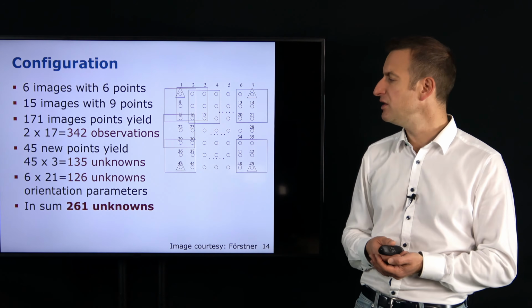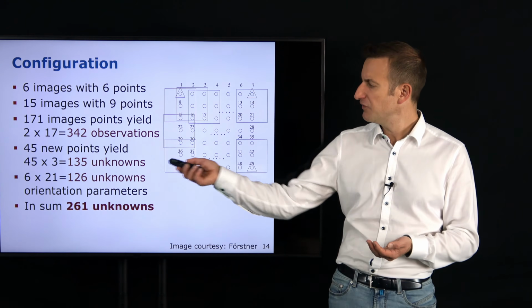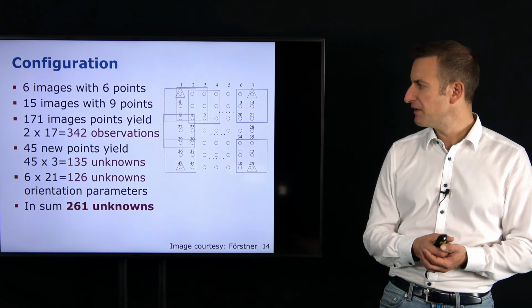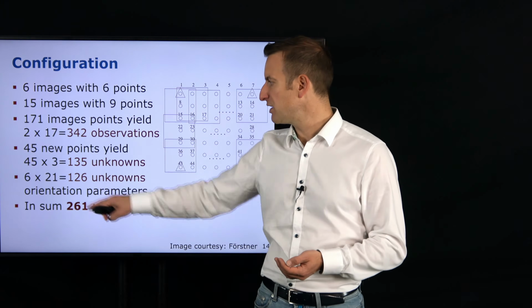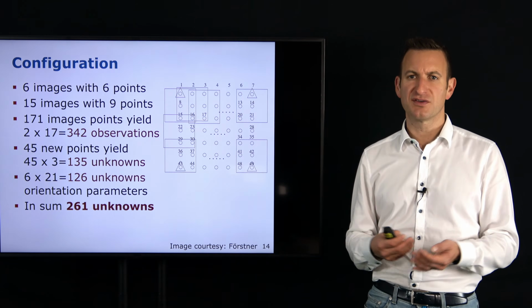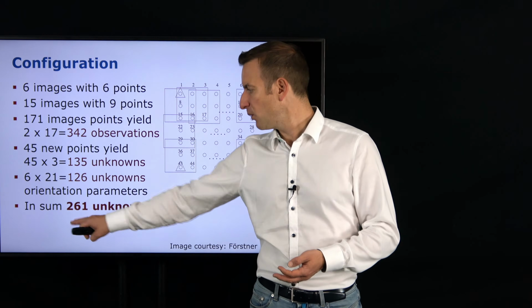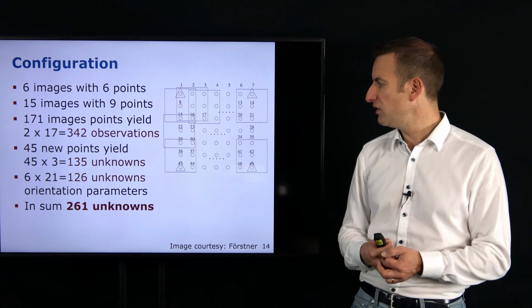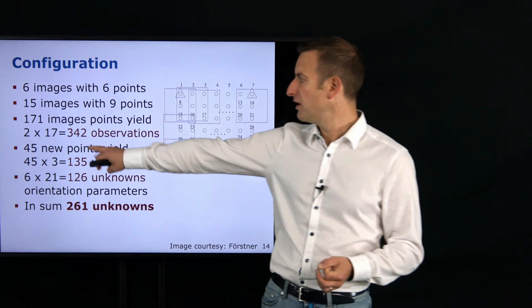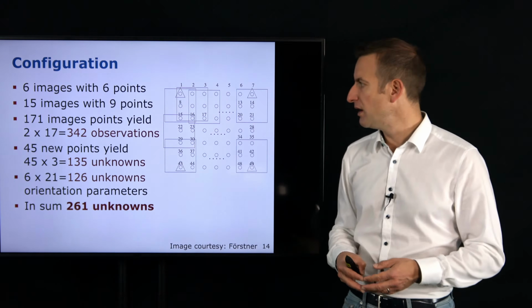with 3 parameters each, x, y, z, gives me 135 unknowns, and for the orientation parameters 6 times 21, because of 21 images, gives me 126 unknowns. So in sum we have 261 unknown parameters and 342 observations.